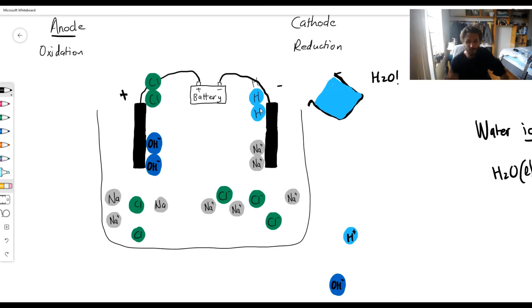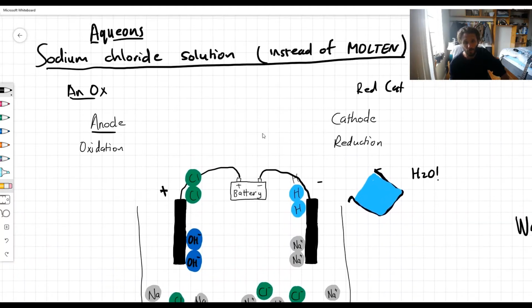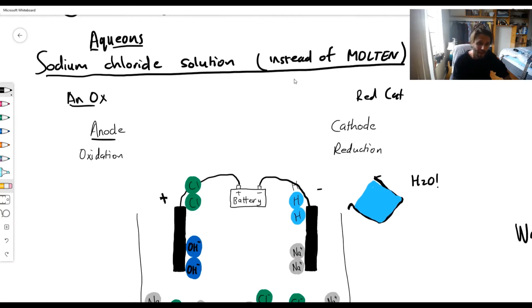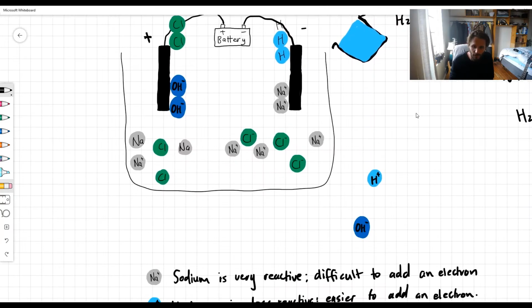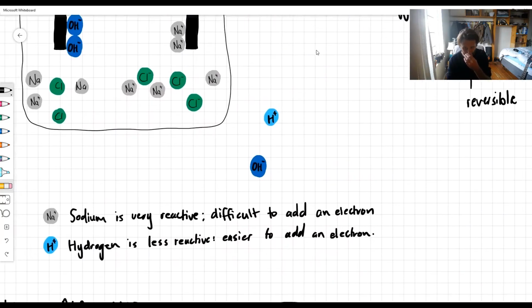So this is different than molten sodium chloride. Remember, we are doing aqueous sodium chloride over here. So the difference is that hydrogen gas is going to be forming at the cathode, not solid sodium. And this is because sodium is very reactive and it's very difficult to add that electron. Excellent. Let's see if there's anything else we've left out. No, I think this is pretty much it.